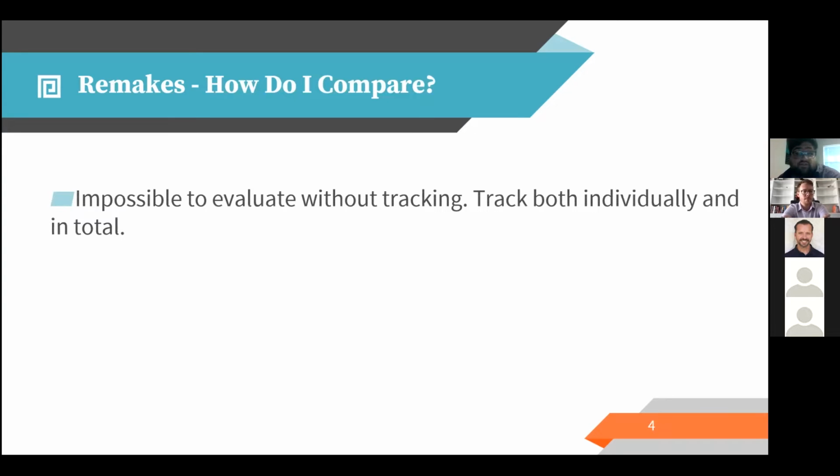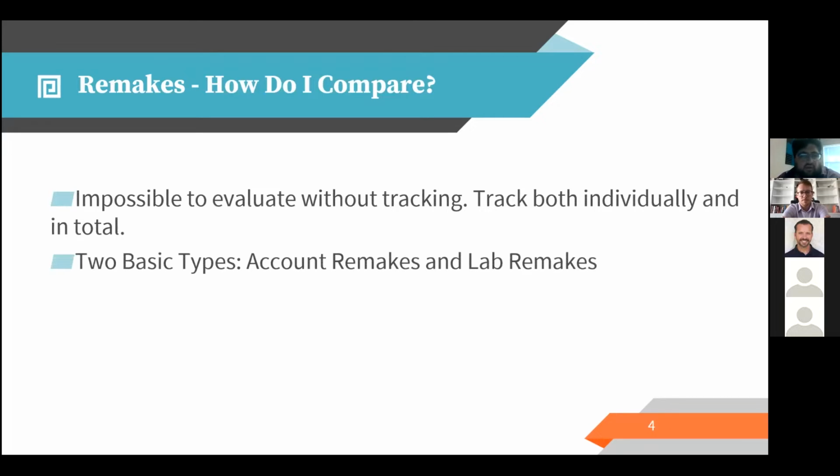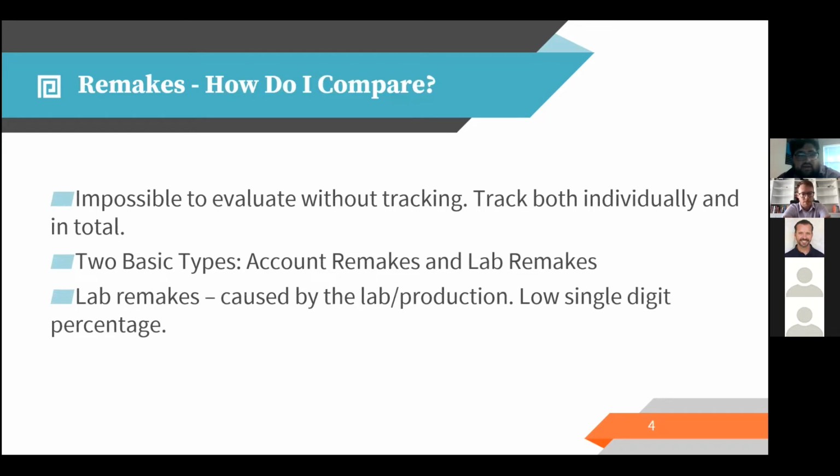So of course, you got to track. Make sure you're tracking from the individual employees. Make sure you're tracking for the practice overall. Look at account remakes and lab remakes. You're also evaluating your vendors. Lab remakes, anything caused by the lab. They messed up, they sent you something wrong, RX was off. It can be attributed to your source. That should not be in high percentages at all.